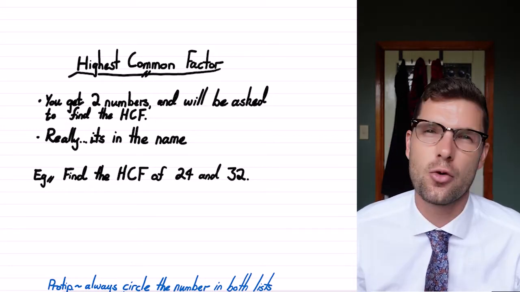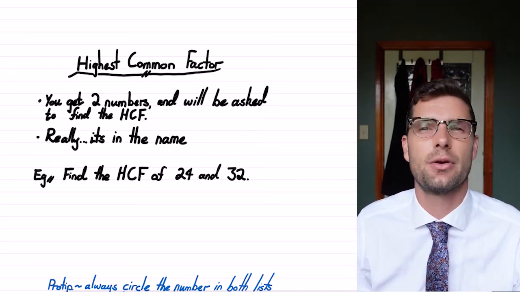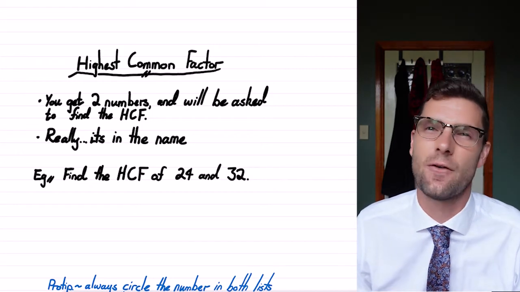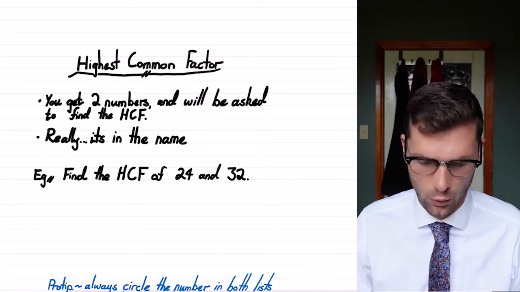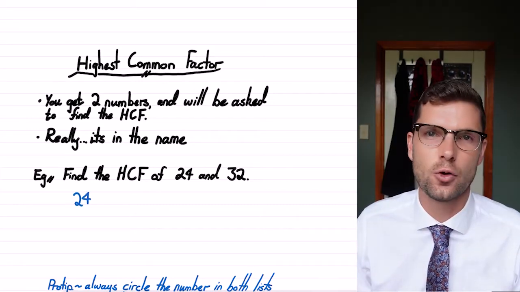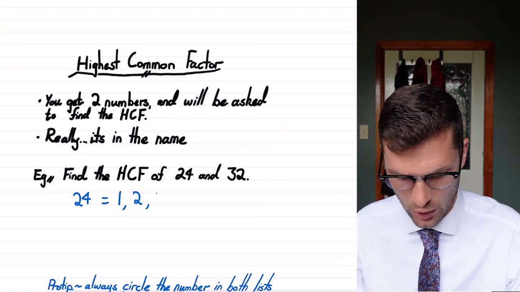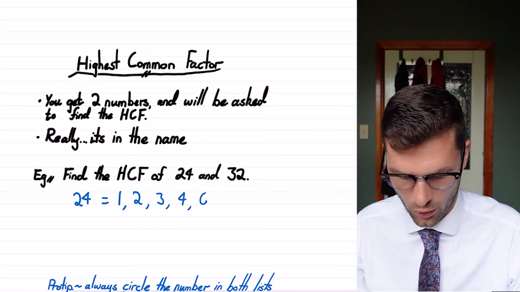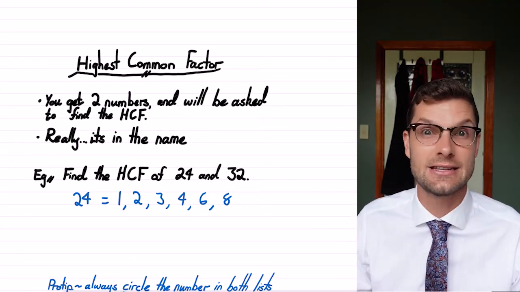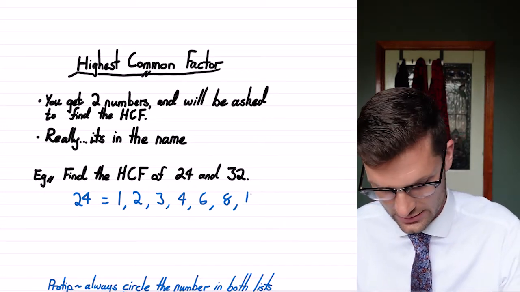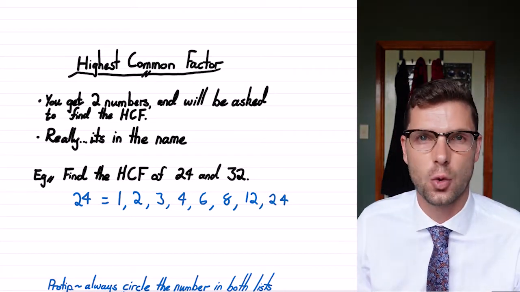Okay, so we abbreviate it to HCF just because we're a little bit lazy, but the process is really similar to just finding the factors. So for example, we have to find the factors of 24 and 32. So 24's got factors of 1 and 24, 2 and 12, 3 and 8, 4 and 6. If we're going to list them, we want to list them in ascending order, or smallest to biggest. So this is the complete list of factors for 24.